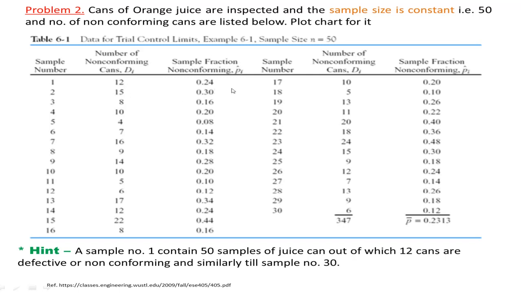Again the same formula: 12 divided by 50, we get the non-conforming fraction. Again 15 divided by 50, we get the fraction defective. Here also I have mentioned it with the help of a hint. Sample number 1 contains 50 samples of juice cans, out of which 12 cans are defective and non-conforming, and similarly this process is carried out for 30 samples.